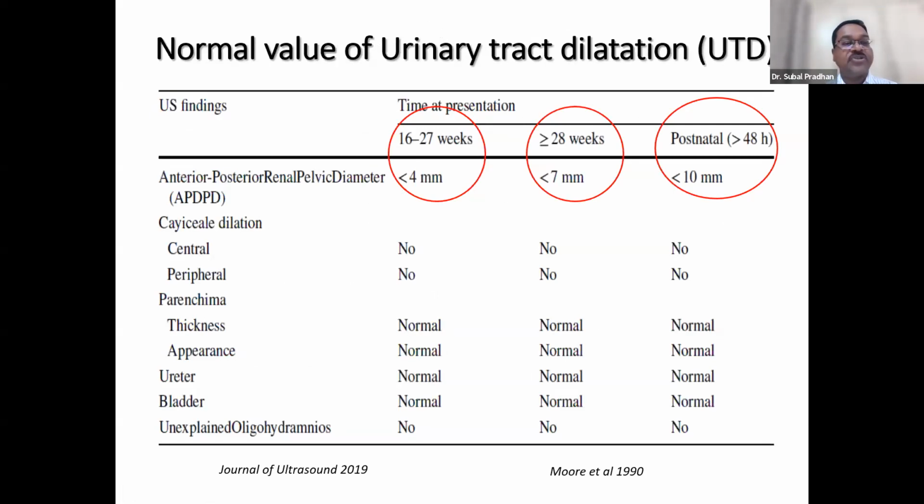We said there should not be calyceal dilatations, both central and peripheral. The renal parenchyma should be normal.